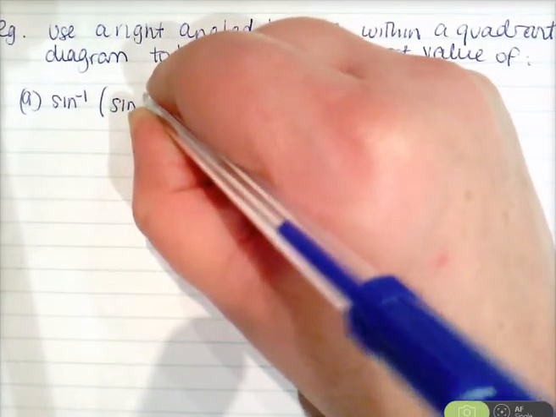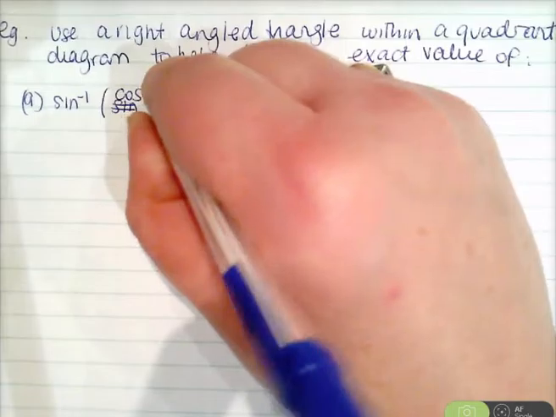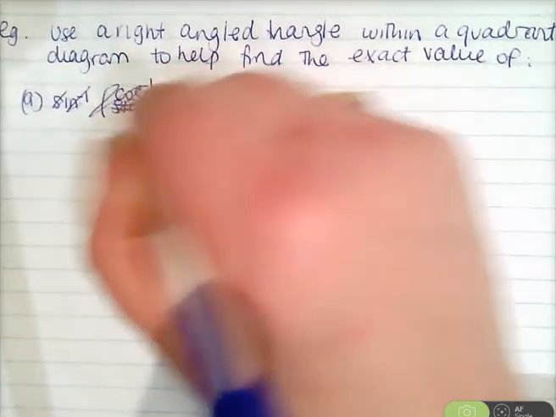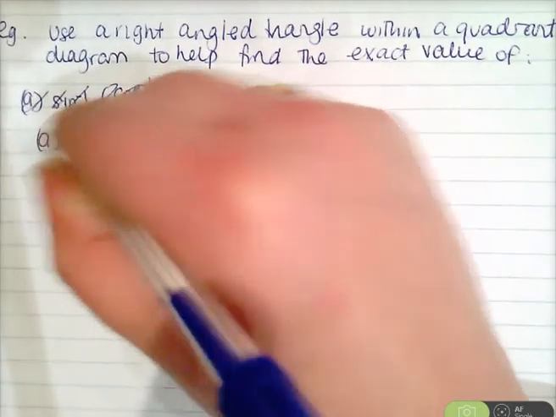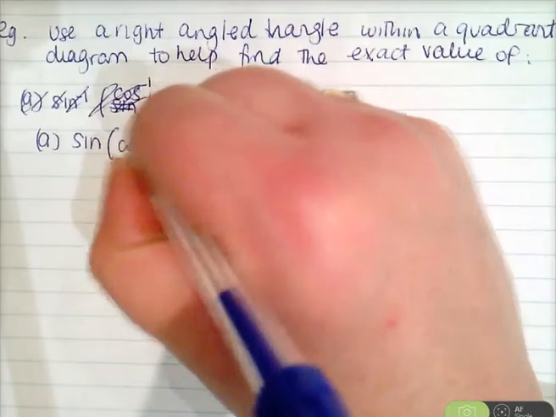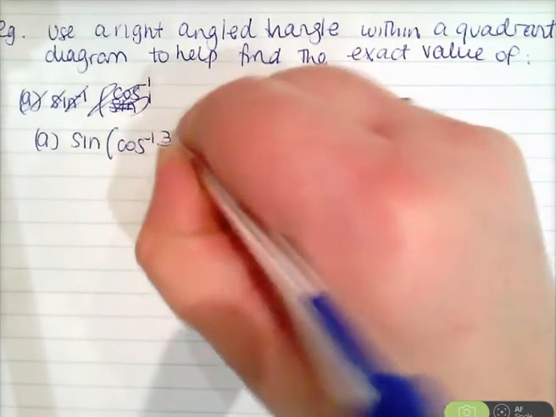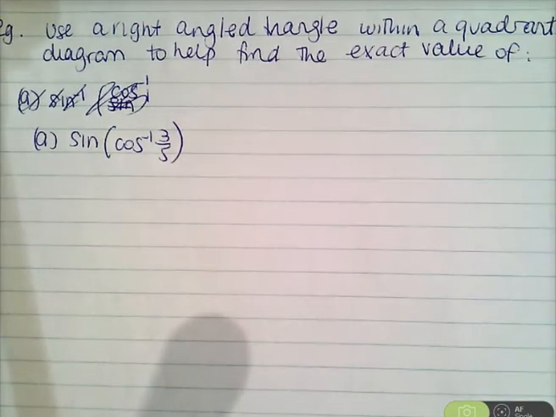So we're trying to find... I've written it all wrong. We'll start again. First question, the sine of cos to the minus 1 of 3/5. Right, we'll start with that one.